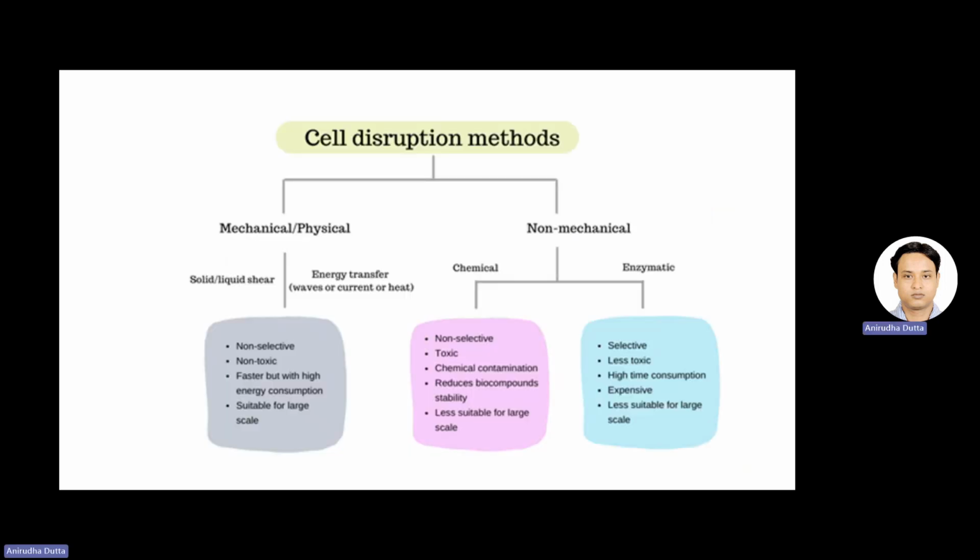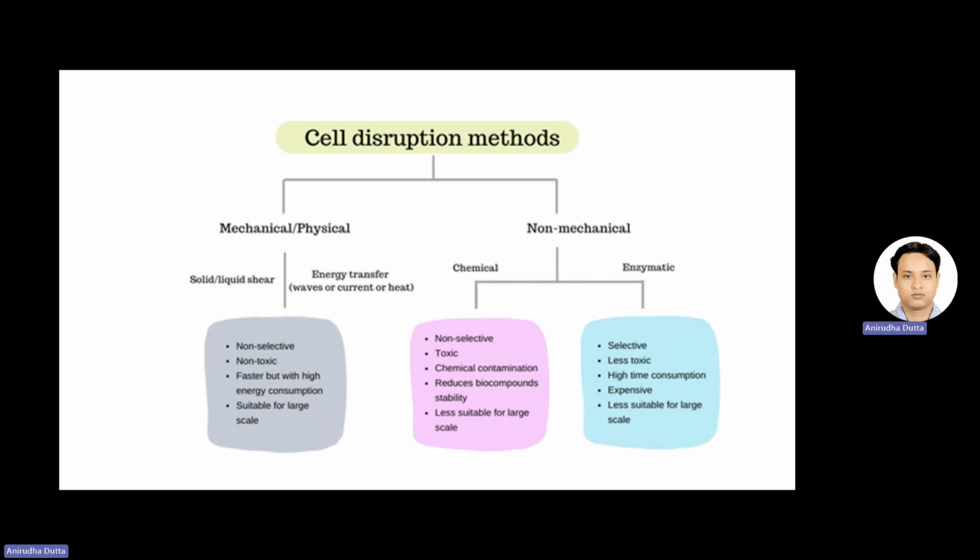So, pros and cons of different methods. Mechanical methods are not selective, and non-toxic also. The majority of the time these are very suitable for large scale, and it is a fast technique, although it can consume a lot of energy to run the bead mill or the ultrasonic sonicator or the high pressure instrument.